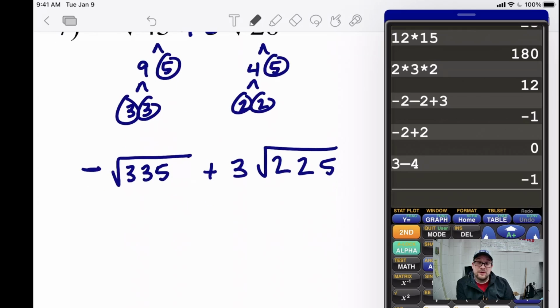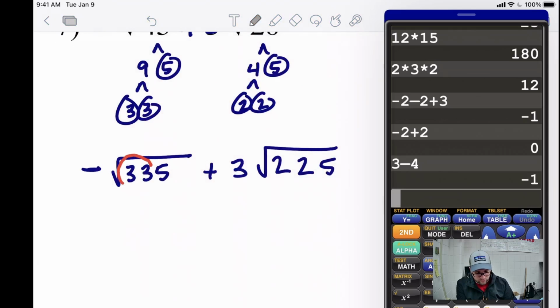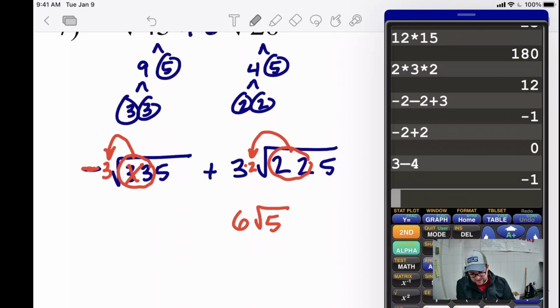Now remember, if you have any 2-for-1 specials, you need to do those. We have a 2-for-1 right here, so we're going to be able to pull a 3 out. So now this will become negative 3. And then we'll have a 2 over here we can pull out. 3 times 2, that's going to give us 6. So I'm going to get 6 square roots of 5 for the second one. And for the first one, I'm going to get negative 3 square roots of 5.